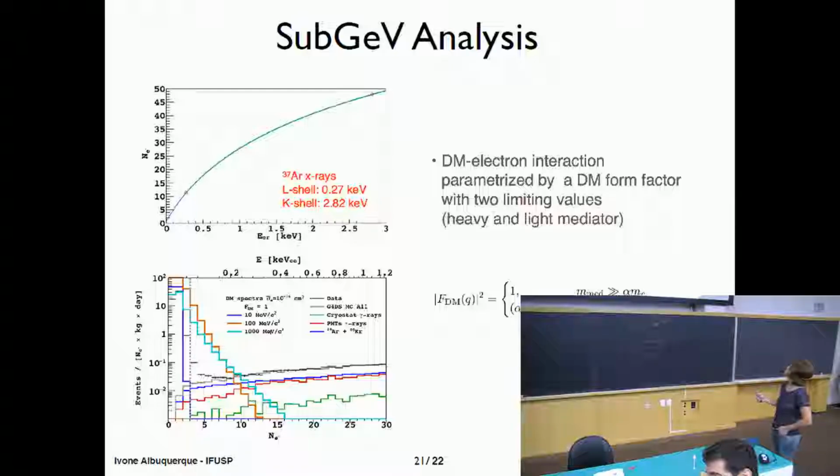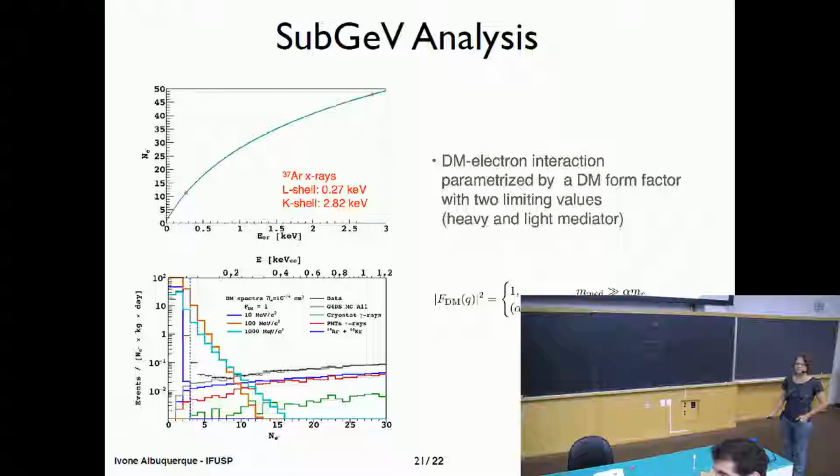The difference here is that now it's dark matter electron scattering. So we are not looking into the nuclear recoil anymore. And the nuclear recoil was the problem, and the uncertainty there. So that's the main difference.